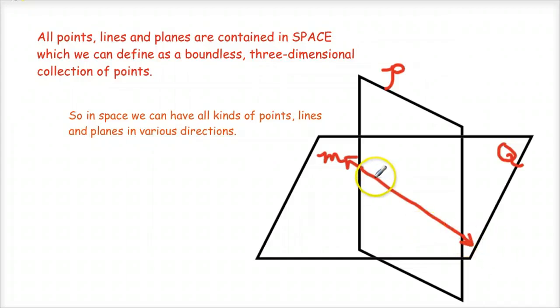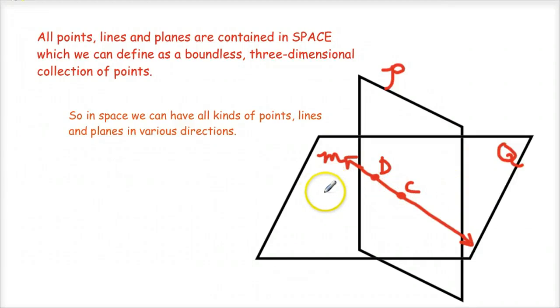And then there's all kinds of points that are on this line. Let's call this point D and this point C. Point D and C are on line M. They are also on plane P, and they also happen to be on plane Q because of the fact that M is the intersecting line between P and Q.